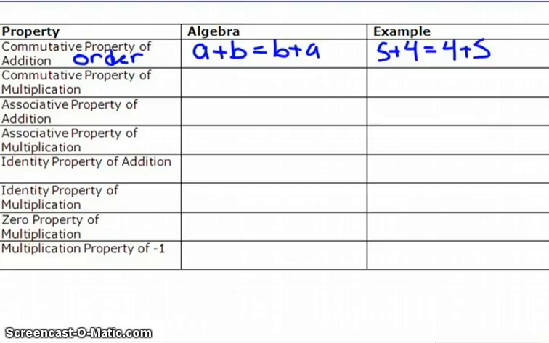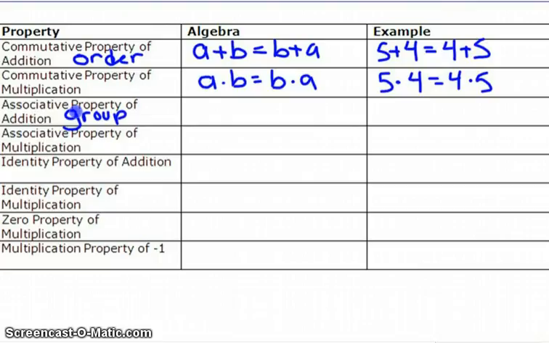The commutative property of multiplication is the same thing as far as order goes, just with multiplication. So a times b equals b times a. Again, we'll use 5 times 4 should equal 4 times 5, which it does. Both sides equal 20. The associative property of addition deals with the way we group our numbers, so using parentheses.